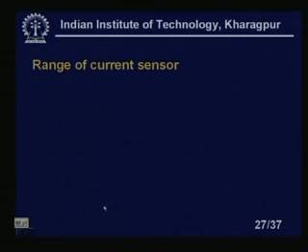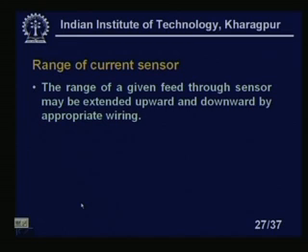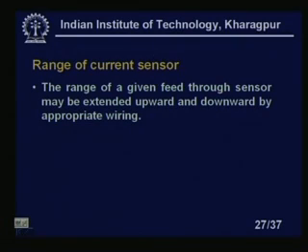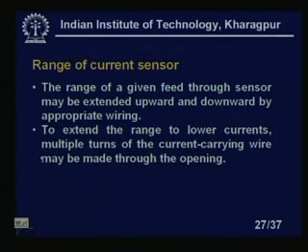The range of the current sensor. The range of a given feed-through sensor may be extended upward and downward by appropriate wiring, which means I can make it larger or smaller. To extend the range to lower currents, multiple turns of the current carrying wire may be made through the opening, because there is an opening through which the current wire goes.